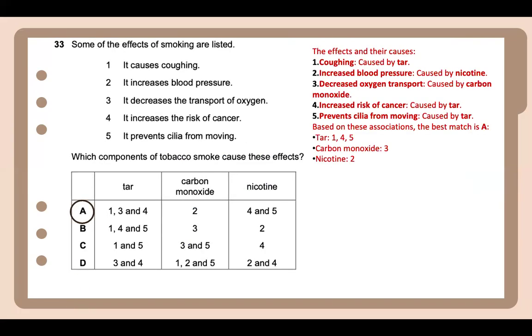Some of the effects of smoking are listed. Which component of tobacco smoke causes each effect? The answer is A. Cough can be caused by tar, increased blood pressure is caused by nicotine, decreased oxygen transport is caused by carbon monoxide, increased risk of cancer is caused by tar, and preventing cilia from moving is also caused by tar. So the best match is A.